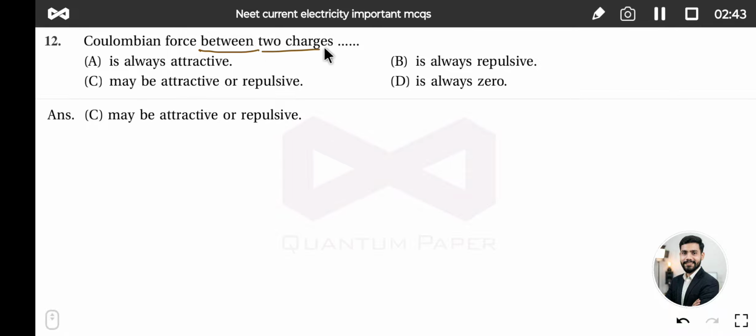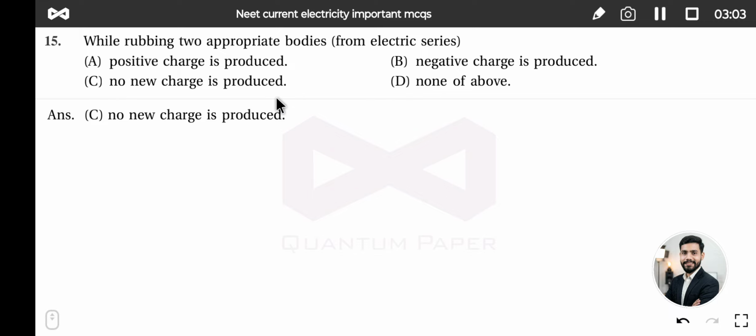Look at the next one. Coulombian force between two charges. So if both the charges are like charges, then the nature of the force is repulsive, and if both the charges are unlike charges, then the force is attractive. So it can be attractive, it can be repulsive. So the correct answer is C here, may be attractive or repulsive. Next question. While rubbing two appropriate bodies, is positive charge produced, negative charge produced, no new charge produced, or none of the above? So the correct answer is C, no new charge is produced, because charge can only be transferred from one body to another. We cannot create or destroy it.